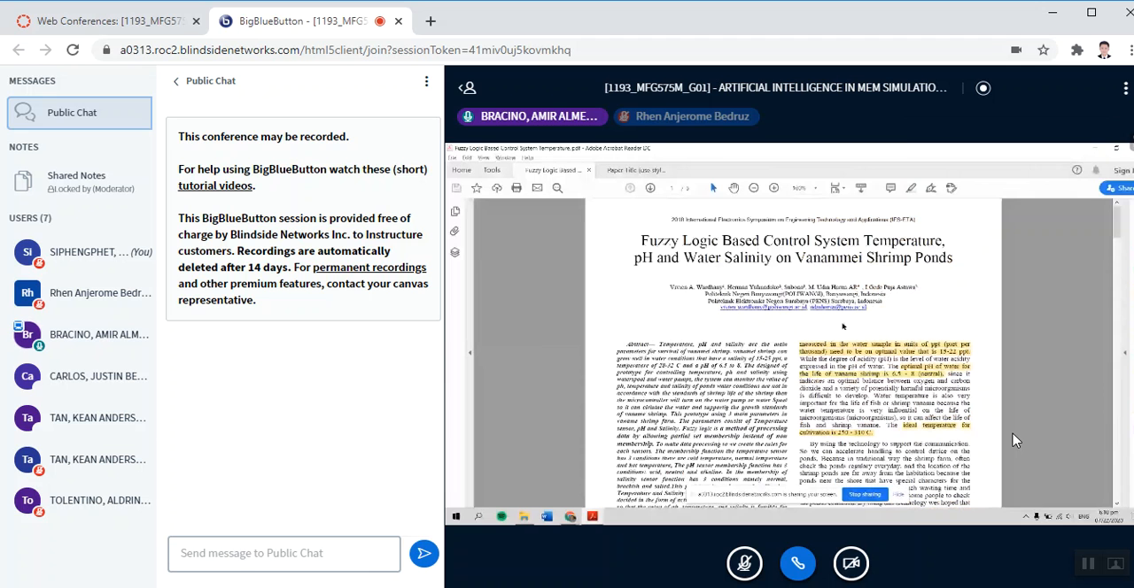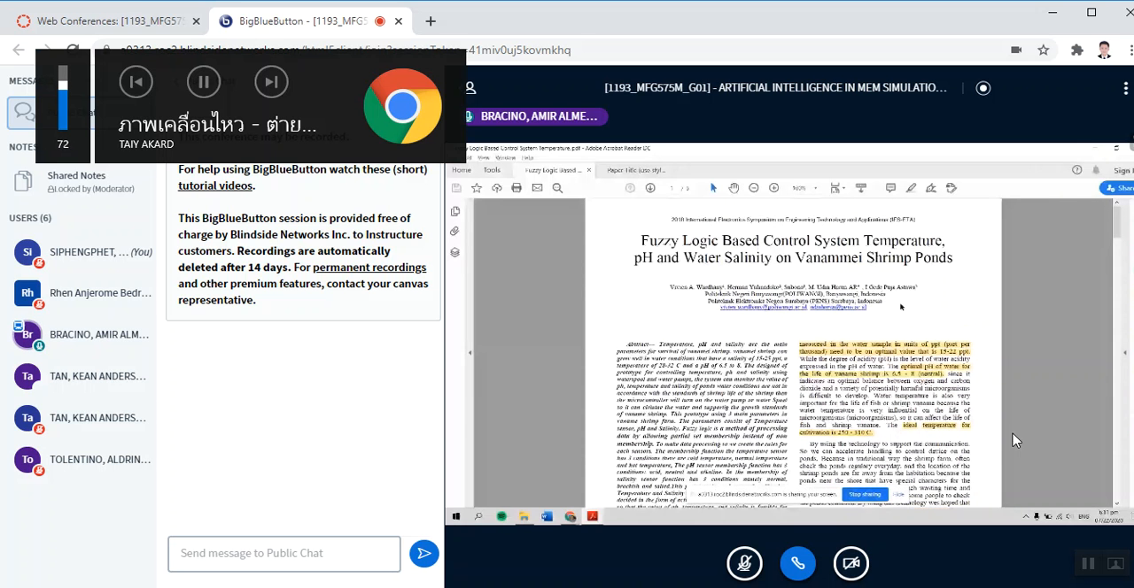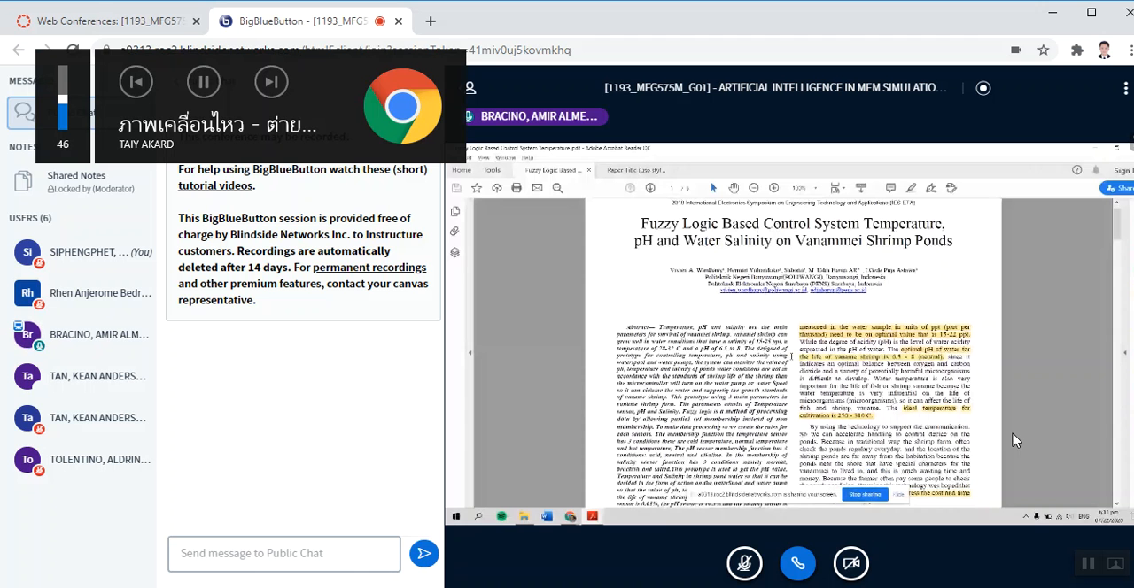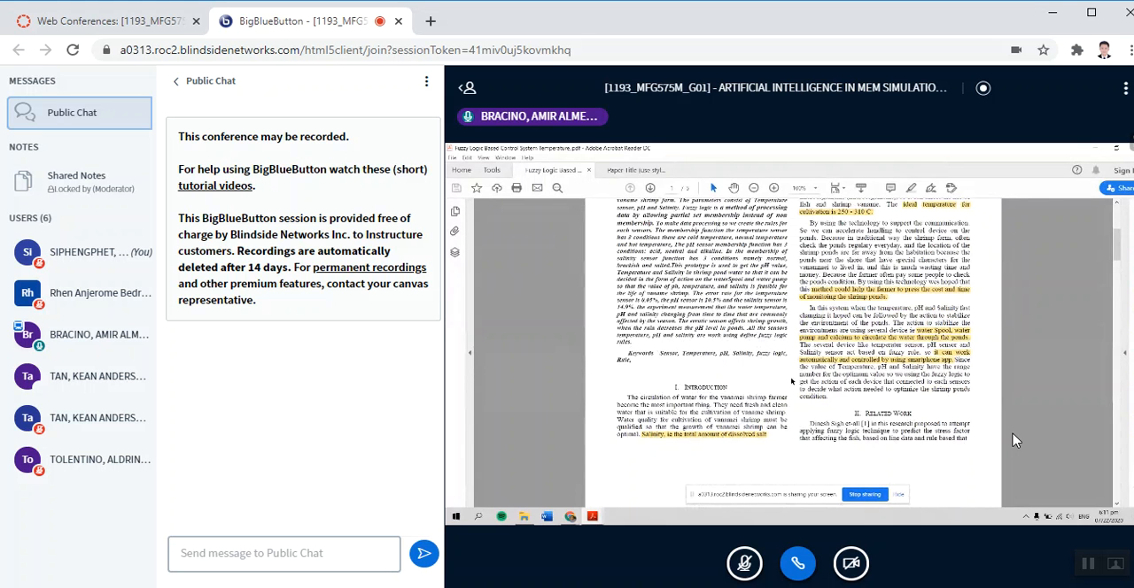I will be presenting the paper entitled Fuzzy Logic Based Control System Temperature, pH, and Water Salinity on Vaname Shrimp Ponds. A little background: I am part of the Smart Farm research team, so I will be presenting most probably papers that are related to Smart Farm. Vaname shrimp is one of the most common shrimp being sold in the market today. So in order to keep up with the demand, we need to optimize the growth condition of the Vaname shrimp.